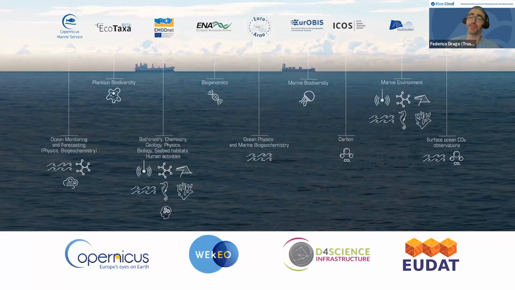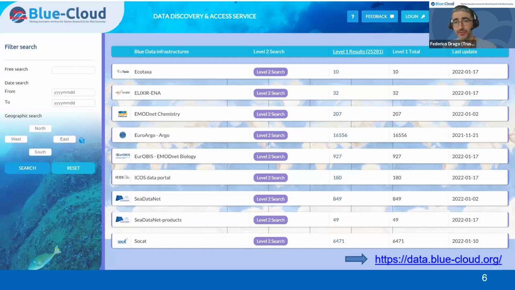These are the data infrastructures that have already been federated into Blue Cloud and that are part of the data discovery and access service. As you can see, there are lots of existing initiatives such as Copernicus, Ecotaxa, EMODnet, ENA, EuroArgo, Eurobis, ICOS, SeaDataNet, and SOCAT. So these are the ones that are already available in the data discovery and access service, of which you can find an example here. It is possible to test this.